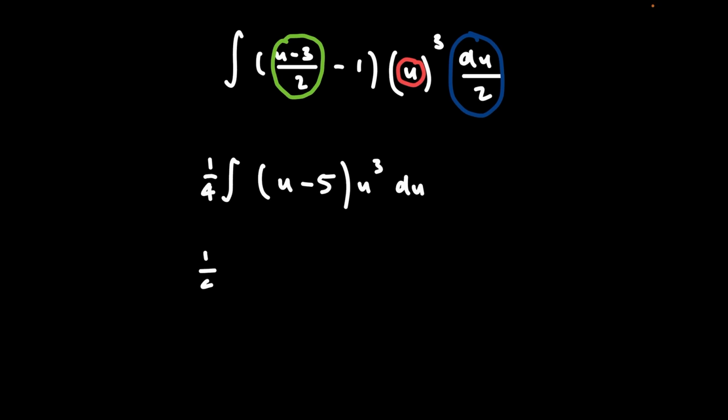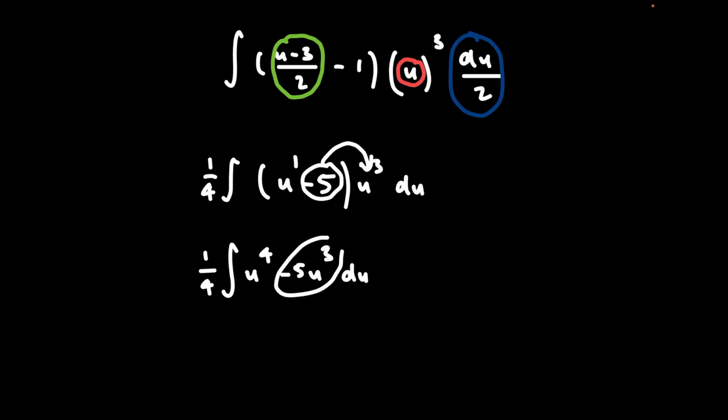1 over 4 times the integral of u to the power of 4 take 5u to the power of 3. That's just doing u to the power of 3 times u, and you can do that by saying u to the power of 1. And when you times two indices with the same base, you can just add the indices together to get 4. And then negative 5 times u to the power of 3 is minus 5u to the power of 3.